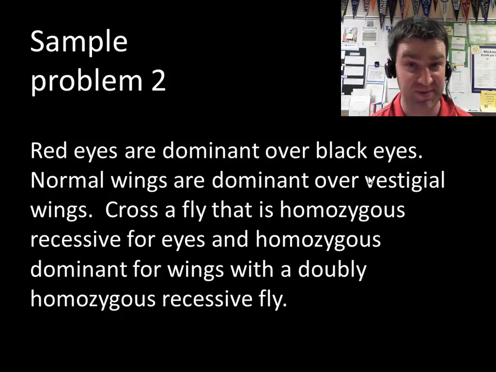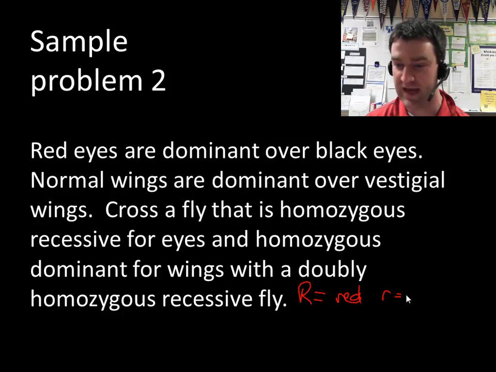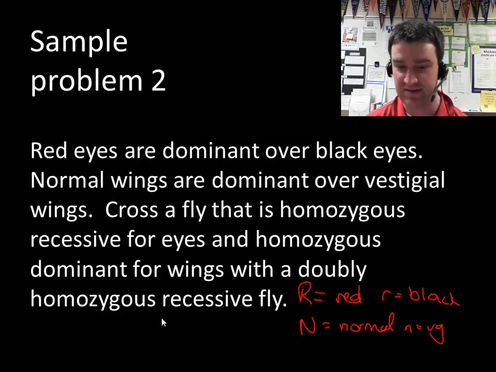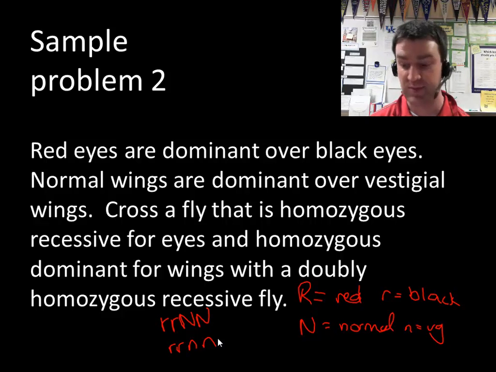Alright, let's do an easier problem, one that shows you that the Punnett squares don't have to be as long as the one I just showed you. If red eyes are dominant over black eyes, so I'll do big R for red and little r for black. And normal wings are dominant over vestigial wings. Then let's cross a fly who is homozygous recessive for eyes, so little r, and homozygous dominant for wings, and a fly who is doubly homozygous recessive. So those are my two genotypes.